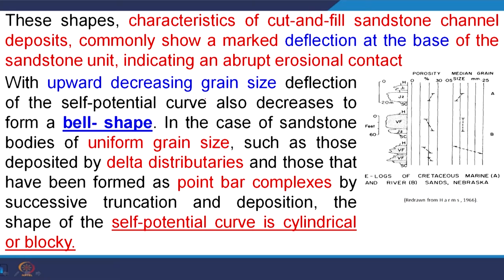In the case of sandstone bodies of uniform grain size, such as those deposited by delta distributaries and those that have been formed by point bar complexes or successive truncations and deposition, the shape of the self potential curve is cylindrical or blocky. So, here if you see, it is a blocky one, similarly it is a blocky one, then this is a bell shaped one, this is a bell shaped one. So, depending upon the geomorphic environment involved, it will be either bell shaped or blocky shaped. That means it is a distribution of grain size, of porosity and permeability.